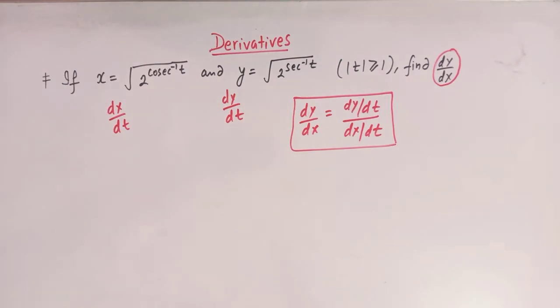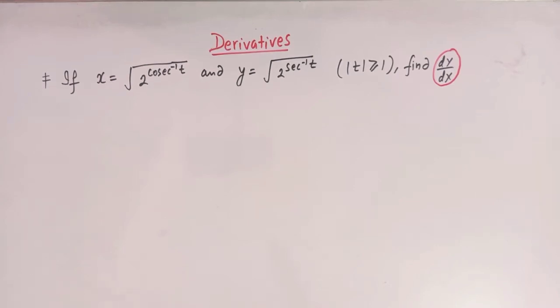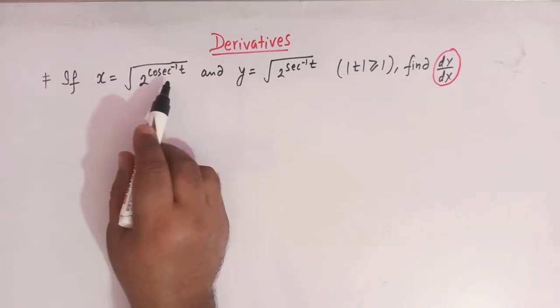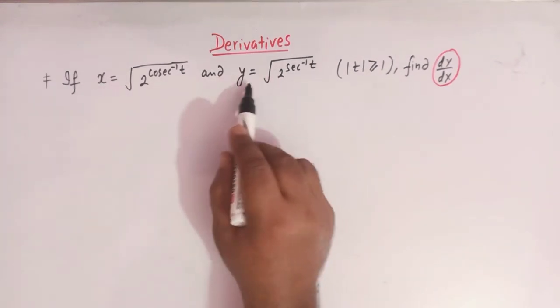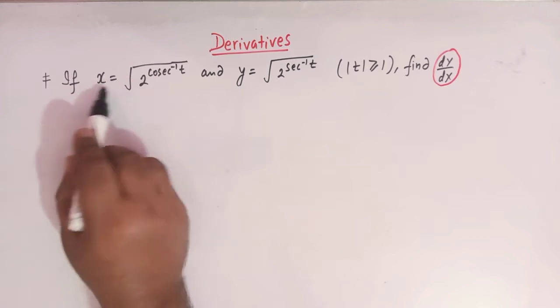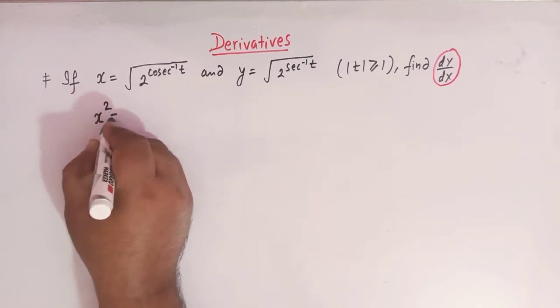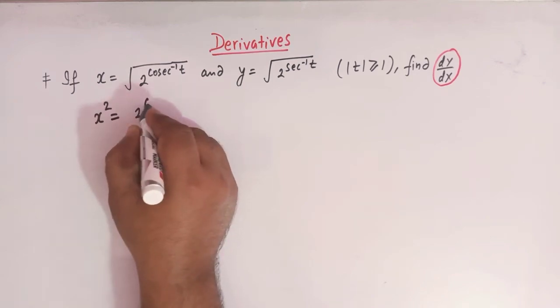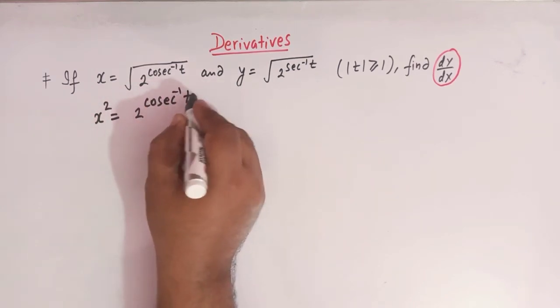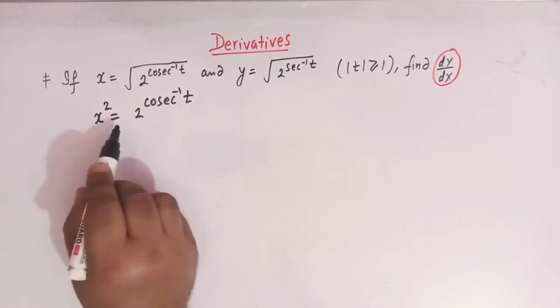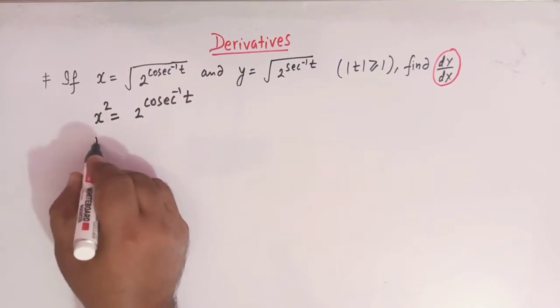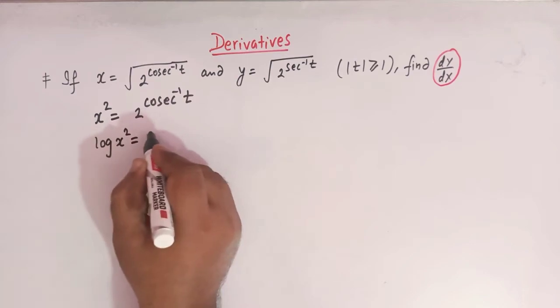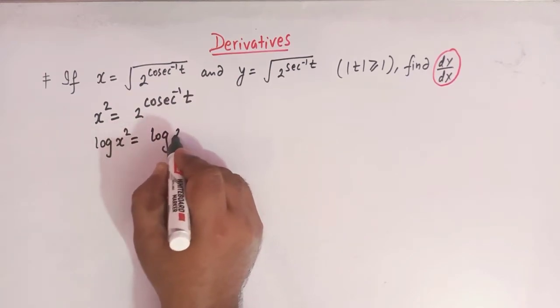So let us see. Here we will make use of the method of logarithms. What we will do is first take the square of both sides in this expression as well as in this expression. If we square both sides, we get x square is equal to 2 raised to cosec inverse of t, right? And now let us take the log of both sides.